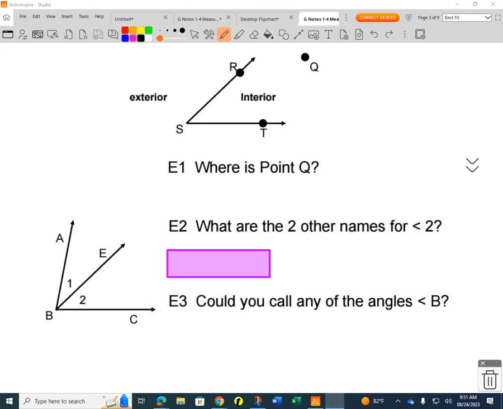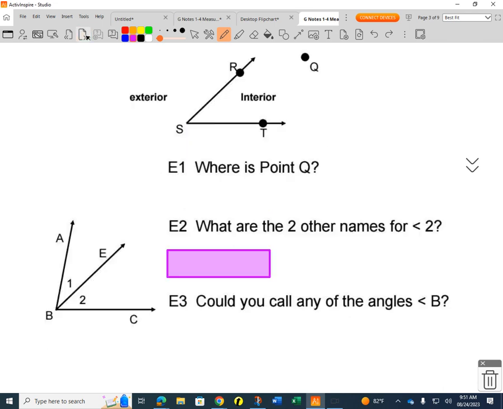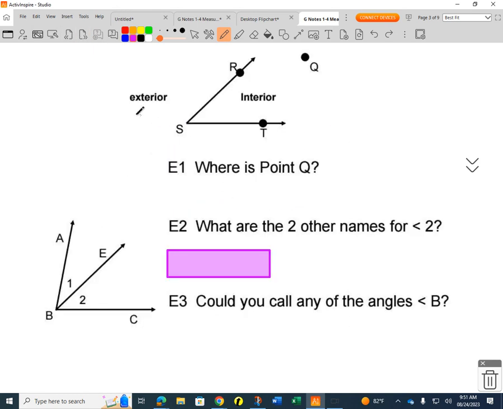But I'm going to flop back here so you can see what the first notes are. All right. That is the first notes. Okay. All right, moving on. Was everybody ready?